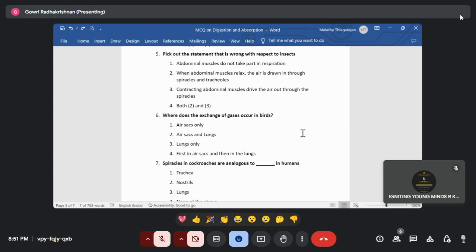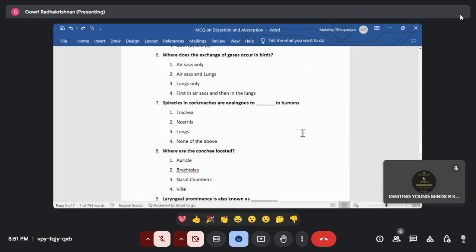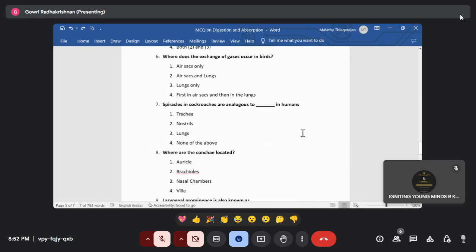All right. Sixth one. Where does the exchange of gases occur in birds? Lungs, ma'am. Yes. Third option, lungs only. Not in air sacs, or air sacs and lungs, no. Only in lungs. So option 3 is the correct answer.